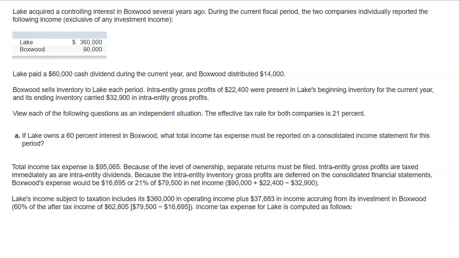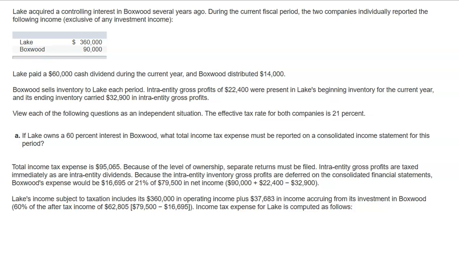Okay, now I'm showing the answer, and I'll present some table information that shows the calculations in just a moment. So what does the answer say? It says the total income tax expense is $95,065, and it points out that because of the level of ownership, separate returns must be filed, right? Intra-entity gross profits are taxed immediately, just as intra-entity dividends are. But because the intra-entity gross profits are deferred on a consolidated financial statement, Boxwood's expense is $16,695, or 21% of the $79,500 in net income.